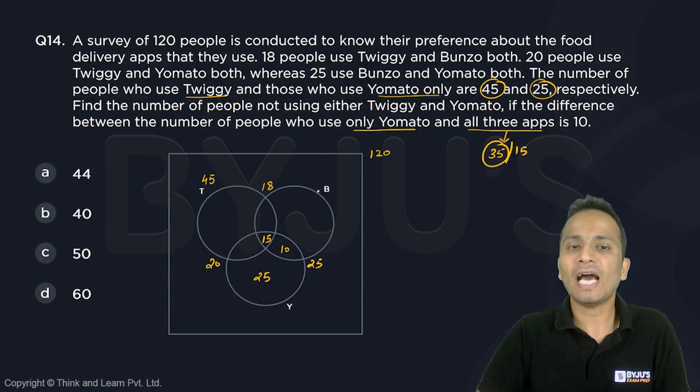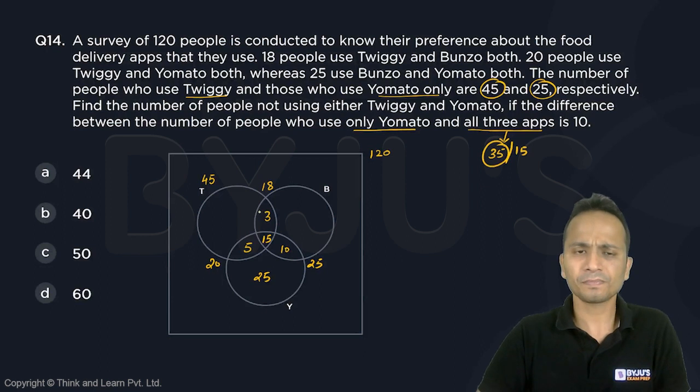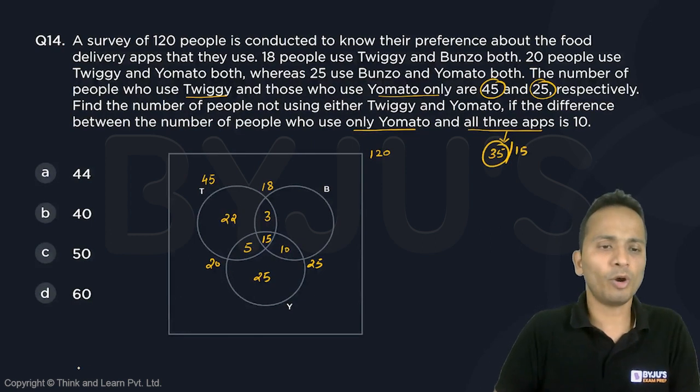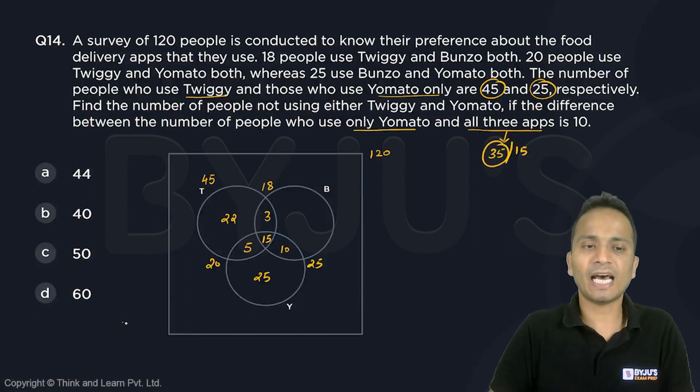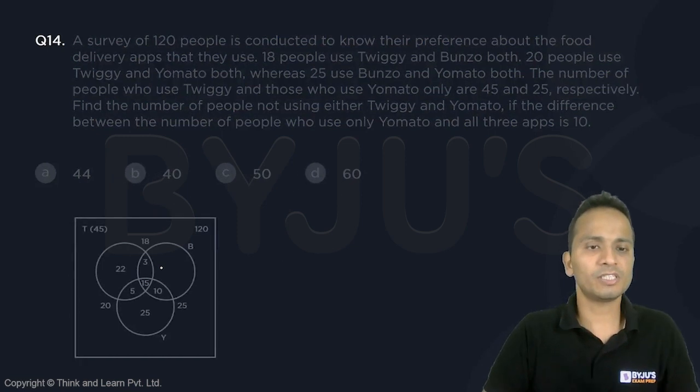Only Twiggy and Bunzo will be 18 minus 15, that is 3. And then this value, only Twiggy and Yamato, will be 20 minus 15, that is 5. The value of only Twiggy will be 45, this entire circle, minus 3, 15, and 5. So 45 minus 23, that is 22, will be the value of this region. Now what do they want in this question? So this is the entire Venn diagram that we have drawn. Let's finalize this.